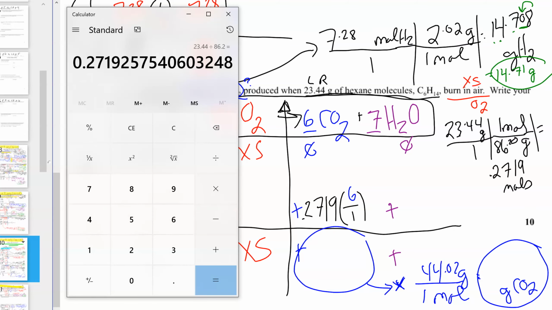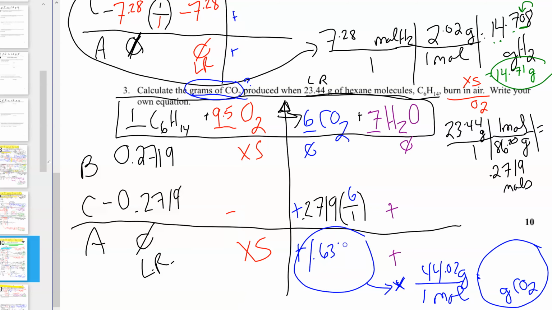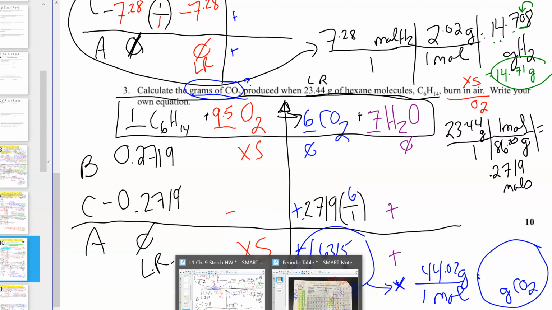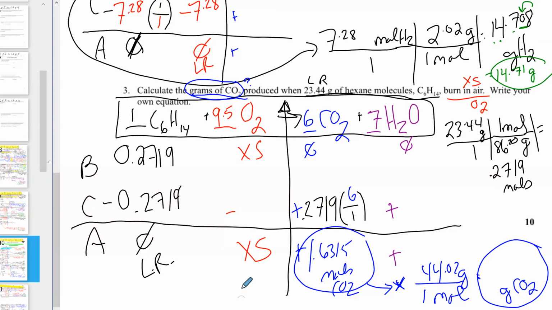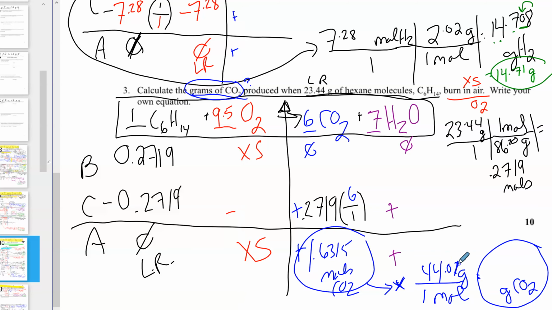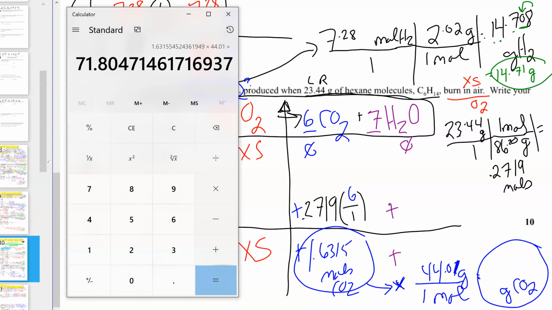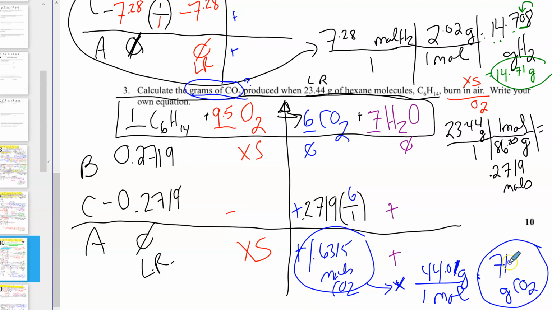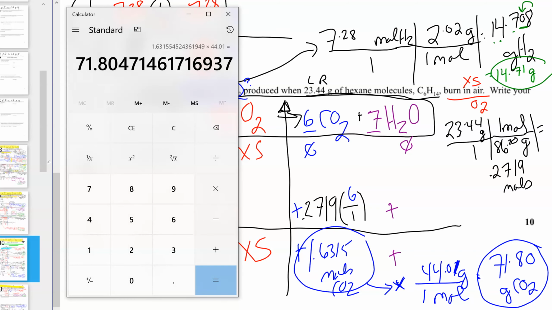So take that number. We're leaving the whole number in our calculator. Times 6, and we're going to get 1.6315. That's how many moles of CO2 there are, but of course they don't want moles, they want grams. So we've got to multiply by the molar mass, which you get using your periodic table. So take that number times 44.01, and you will get 71.80, and what's my next digit?